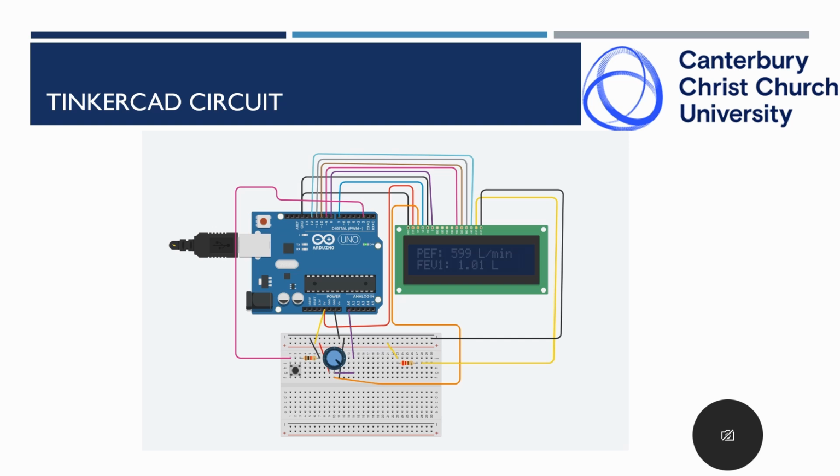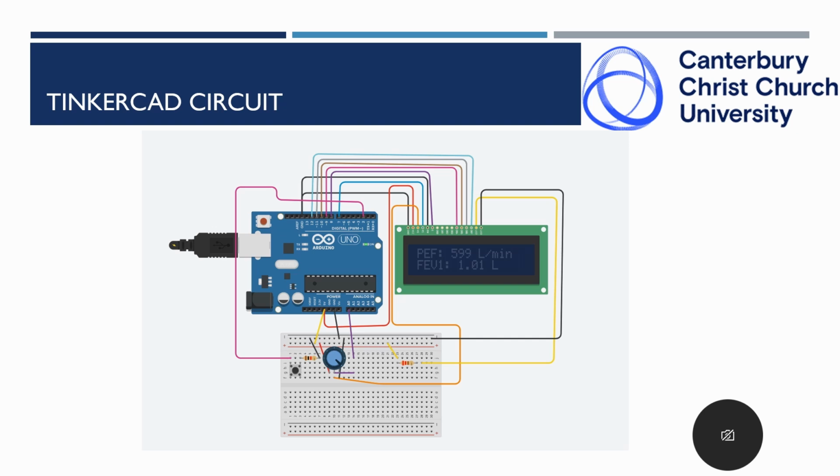The system displays two key measurements on a 16x2 LCD display, which is PEF, peak expiratory flow, which shows the maximum speed of exhalation in liters per minute, currently reading 599 liters per minute, and the FEV1, which is the forced expiratory volume in 1 second, which measures the amount of air exhaled in the first second, currently showing 1.01 liter. These values are important for assessing lung function, especially in conditions like asthma or COPD.